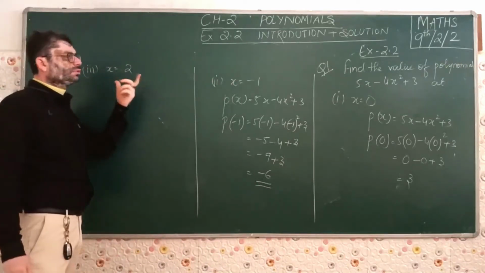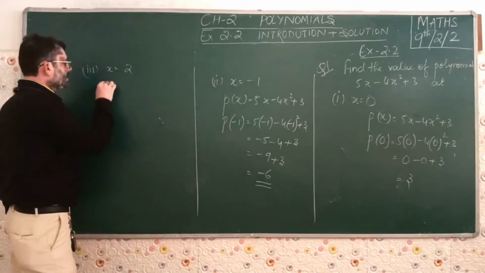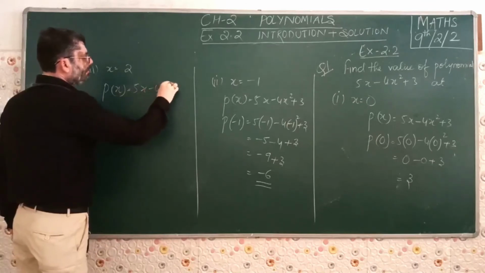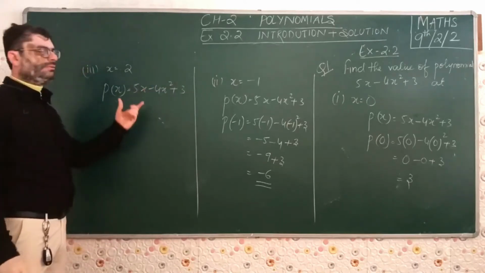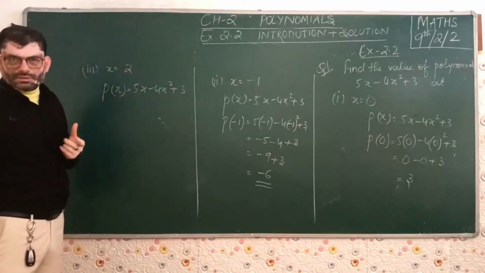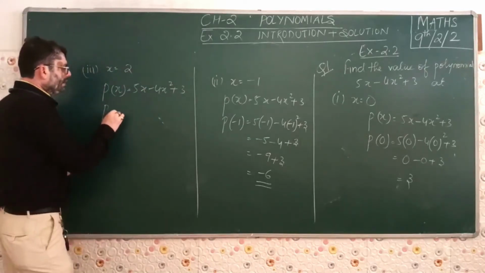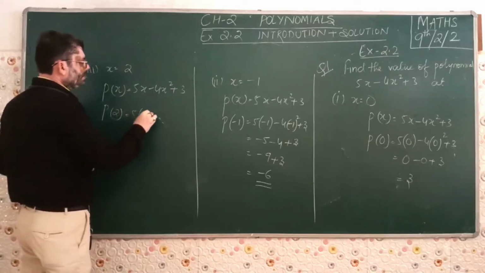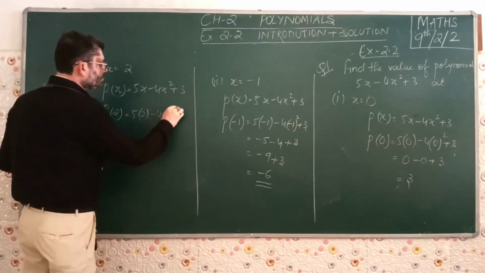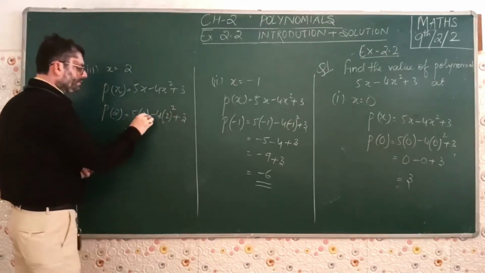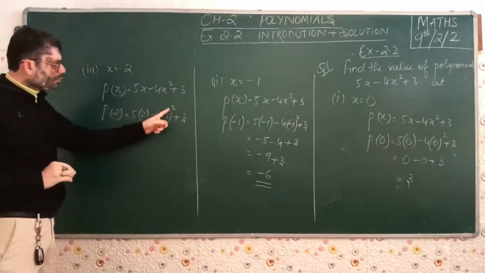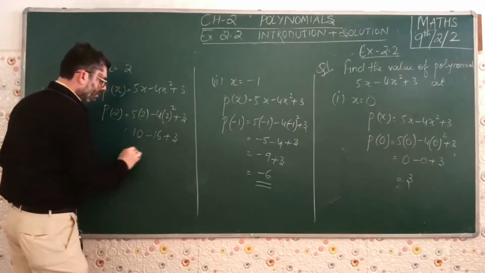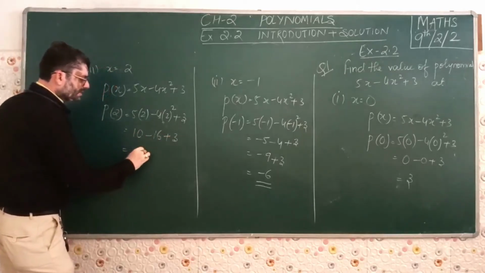So the value of the polynomial p of x at x equals minus 1 is minus 6. Moving on to x equals 2 for the same polynomial, p of x is equal to 5x minus 4x squared plus 3. Now we will be finding the value of the polynomial at x equals 2. So let us substitute the value of x to be 2. So this is 5 into 2 minus 4 into 2 squared plus 3. So 5 into 2 is 10. 2 square is 4, and 4 into minus 4 is minus 16, plus 3. So this is 10 plus 3, 13, minus 16 is minus 3.